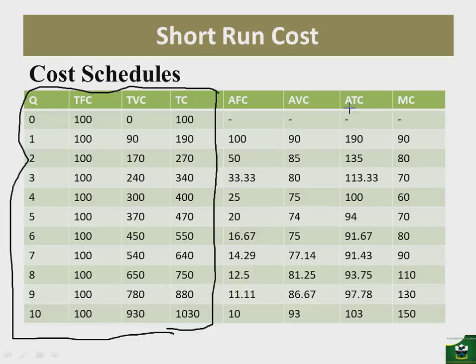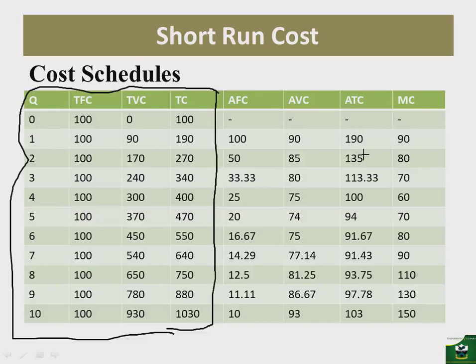If we move on to the average total cost, we said this is equal to the total cost divided by the output. When output is 0, our total cost is equal to 100, which is equal to the fixed cost. At 0 output, our average total cost will be undefined, or infinite, so we put a dash. If the firm produces 1 unit of output, the total cost becomes 190, which is simply the sum of the fixed cost plus the variable cost. So you have 190, and the average total cost will be 190 divided by 1, which will simply be 190.